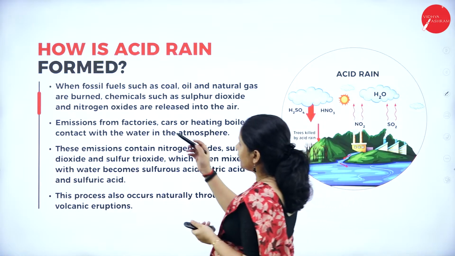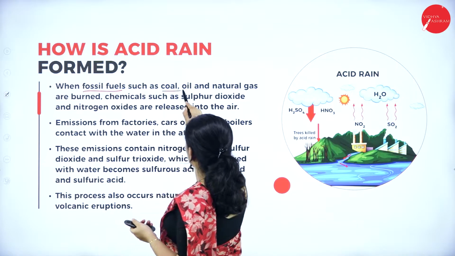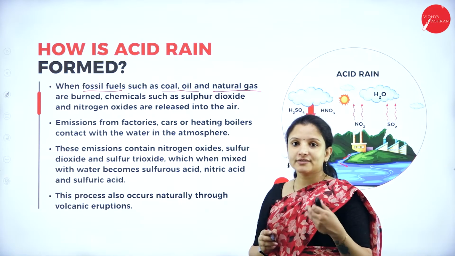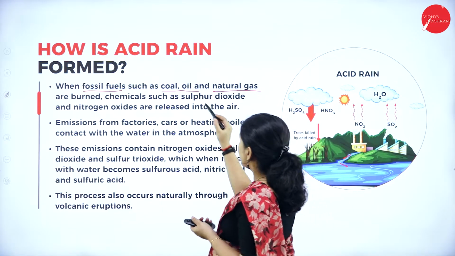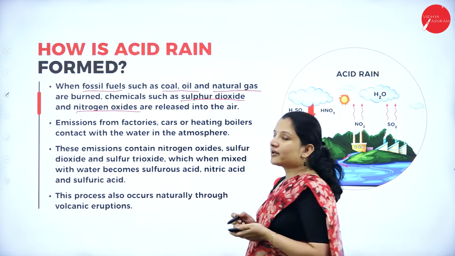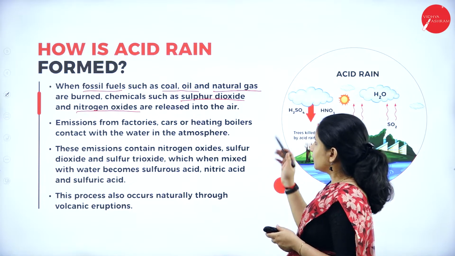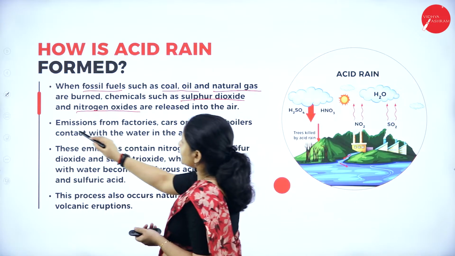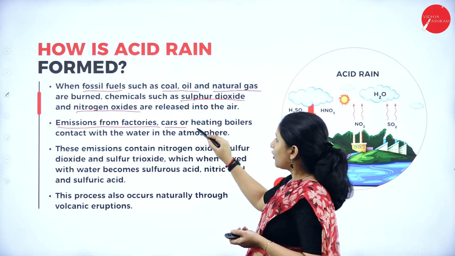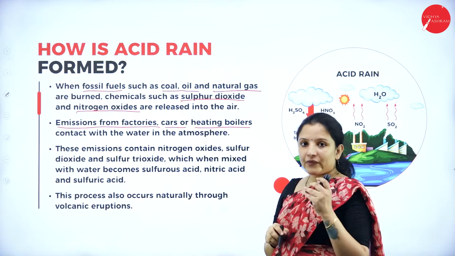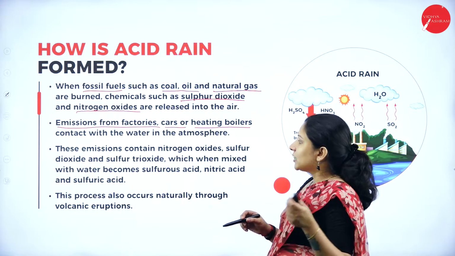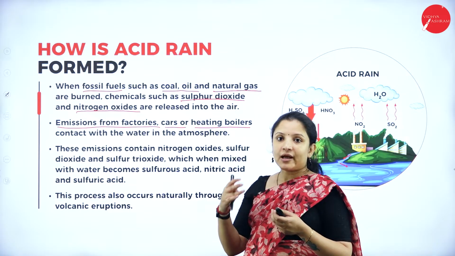So let's understand how acid rain is formed. When fossil fuels such as coal, oil and natural gas are burnt, a lot of toxic chemicals are released, especially sulfur dioxide and nitrogen oxide. They are released into the atmosphere. Apart from that, there are emissions or smoke coming from factories, cars, or heating boilers. When they come in contact with the water present in the atmosphere, they can come down as acid rain.